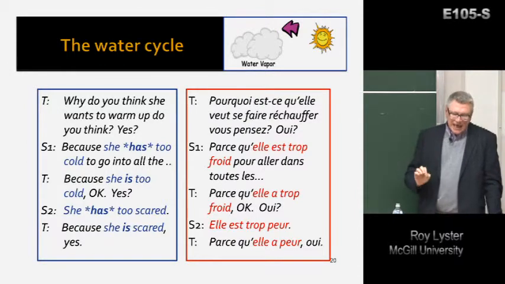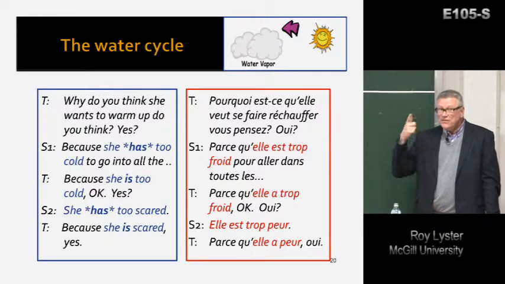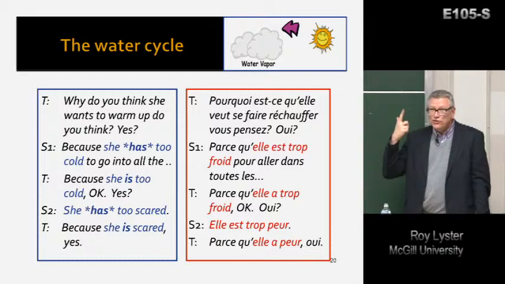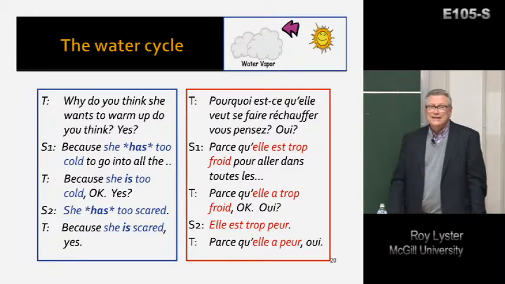The student says, "She has too cold." And the teacher says, "Because she is too cold," right? So think of it. You're in grade 4. What do you hear? You say, "She has too cold," and the teacher says, "Yeah, she is too cold." You're not hearing it. You're not hearing it.